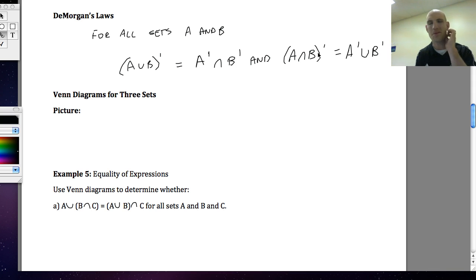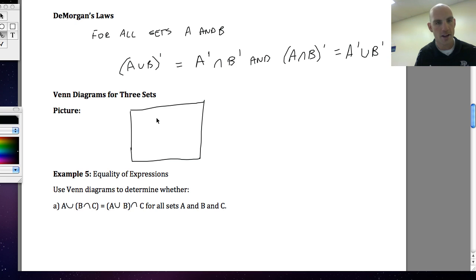So here's what happens. It's basically like the distributive property. When I distribute the complement to each of the A and the B, then the sign flips over. So that's what happens. So this leads us into Venn diagrams for three sets.